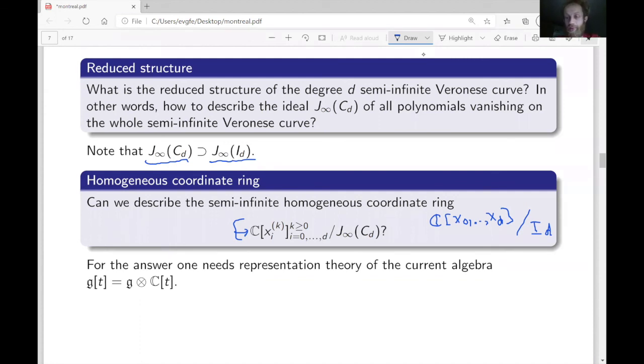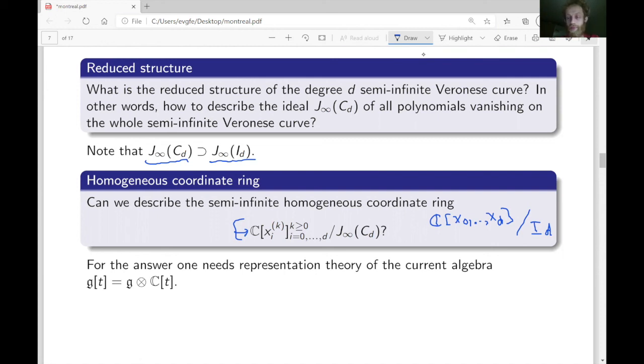So this something very reasonable is actually the direct sum of irreducible representations of SL2. So one should expect that if you consider the reduced ideal here, then one gets something reasonable as well. So if you consider just the arc ideal, there is no hope of getting something nice. But for the reduced ideal, for the ideal of all the polynomials vanishing on our geometric object, on the semi-infinite Veronese curve, one should expect that there is some nice description. And indeed, there is such a description.